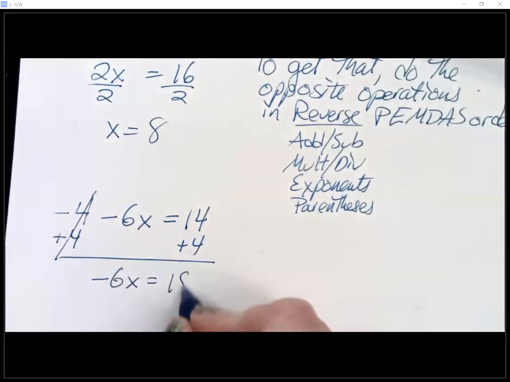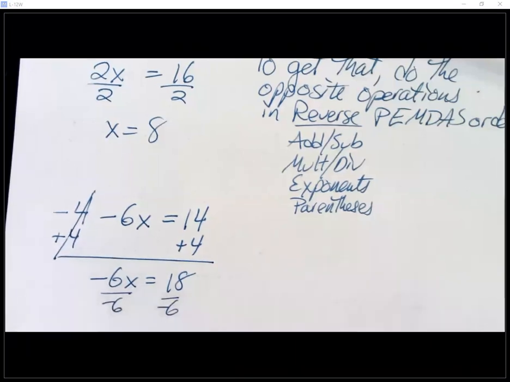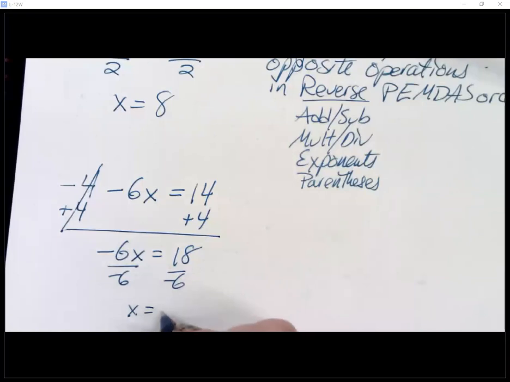And now, again, it's turned back into an easy problem, just like we just did. So I can divide both sides by -6. And my answer is, ooh, you're close. Not 2, but -3.